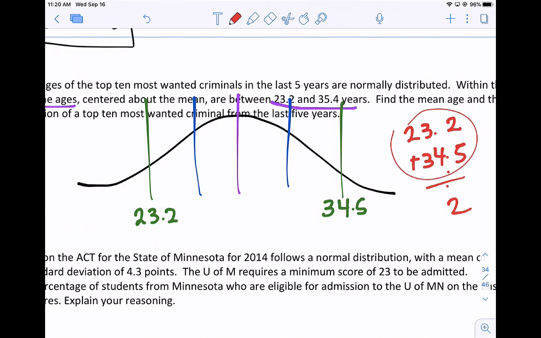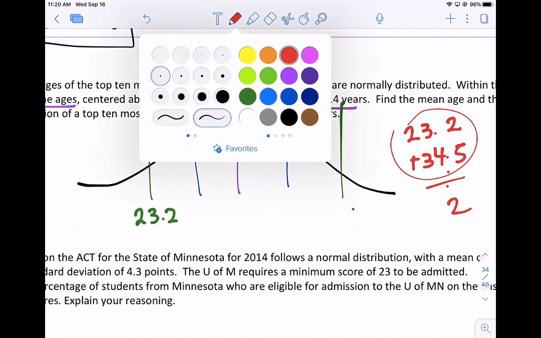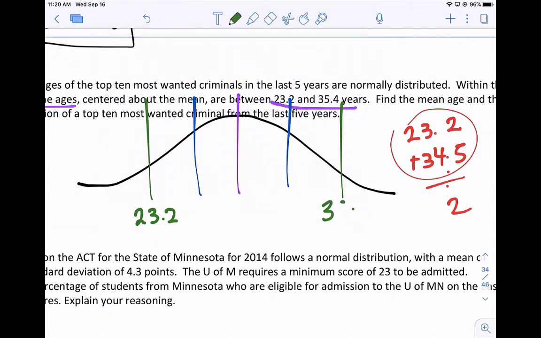23.2 plus, oh, and I wrote this number wrong. I was thinking my number looked wrong, so I apologize. This number should have been 35.4. So switch those. Whoops.